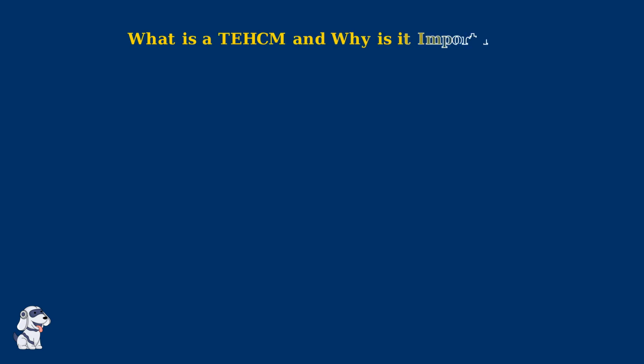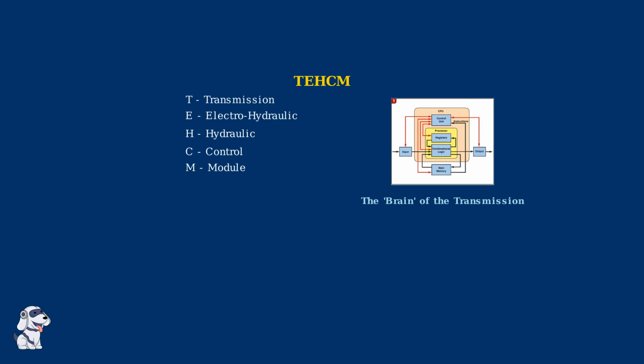The TEHCM is a critical component that serves as the brain of the 6L80 transmission system. Understanding what it is and why it matters is essential for anyone working with these transmissions. TEHCM stands for Transmission Electro-Hydraulic Control Module. Each letter represents a key aspect of this sophisticated component. Think of the TEHCM as the brain of the transmission. Just like a computer processor controls data flow and operations, the TEHCM manages all the transmission's electronic and hydraulic functions.